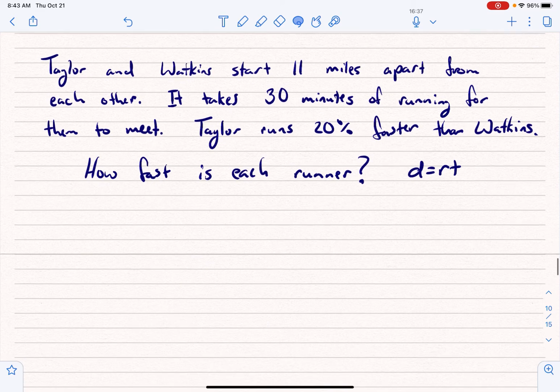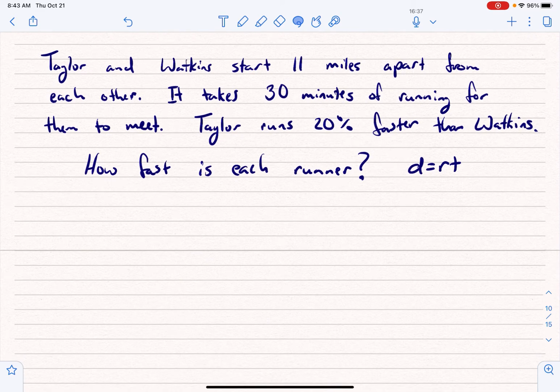First one is, Taylor and I start 11 miles apart from each other on the trace, and we run towards each other. It takes 30 minutes of running for us to meet, and Taylor runs 20% faster than I do. So how fast is each runner? Okay, and this is, of course, a distance equals rate times time problem.